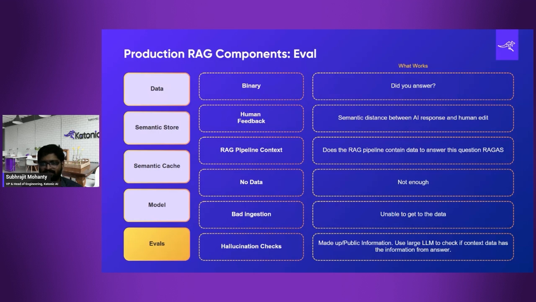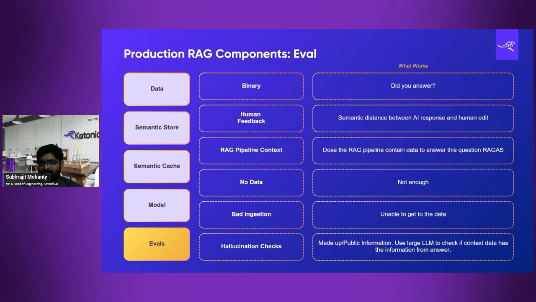This method is really straightforward. It checks if the AI model has provided an answer or not, right? It's a simple yes or no structure, just to verify response presence. Next, we consider human feedback. This involves measuring the semantic distance between the AI response and the human-edited answer. By comparing these, we can see how closely the AI output aligns with human expectation and correctness.